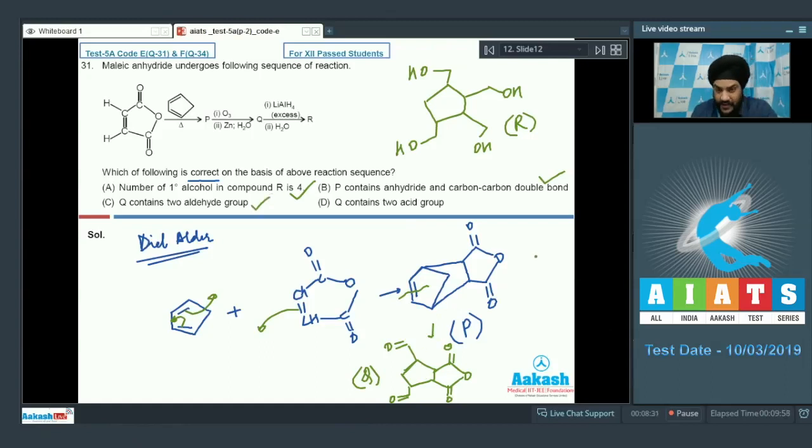And if you look at option D now, it says that Q contains 2 acid groups. This is incorrect, students. Q does not contain 2 acid groups. It contains 2 aldehyde groups, as we had seen in the previous option. So students, for this question, we have to select the correct statements and we have to mark option A, option B and option C as the correct answer to this question. Let us look at question number 32 now.